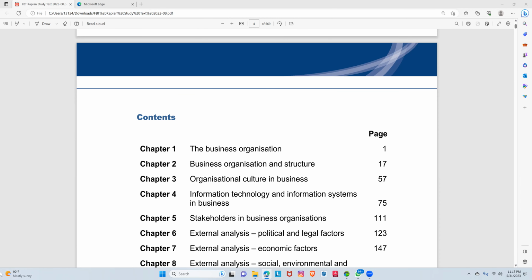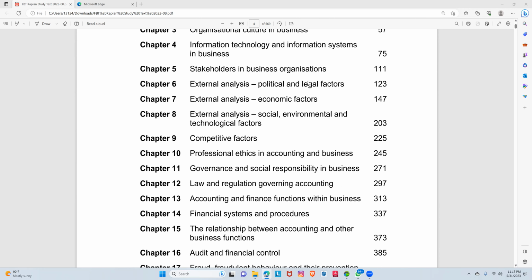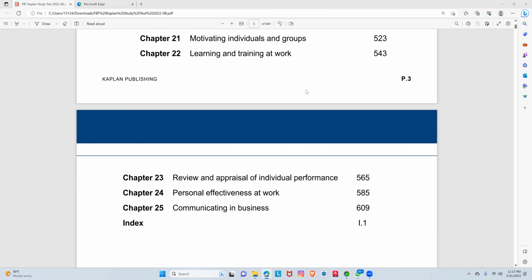So in this business and technology paper, how many chapters are there? There are 25 chapters. Now in these 25 chapters, there are a few things which you have learned earlier also. Maybe in your 10th, 11th, 12th, you have covered it a bit. Those who are coming from CBSE, they have almost covered the major topics.